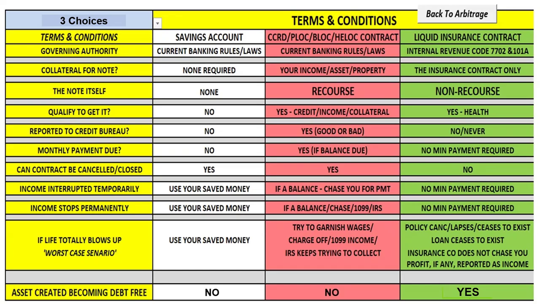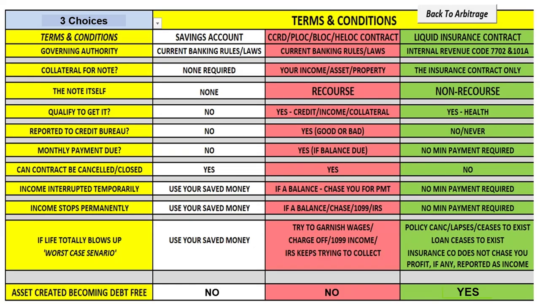Real quick, guys, let's go back to the line of credit because I forgot the worst case scenario. Worst case scenario, if life totally blows up, you owe somebody. The financial institution is coming after you. If they can't get what they want, they'll charge it off, and then the worst debt collector of all time will take their place, the IRS.